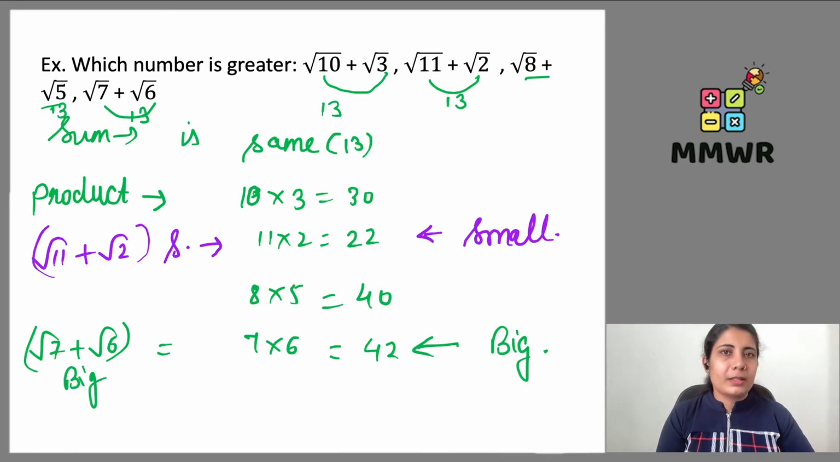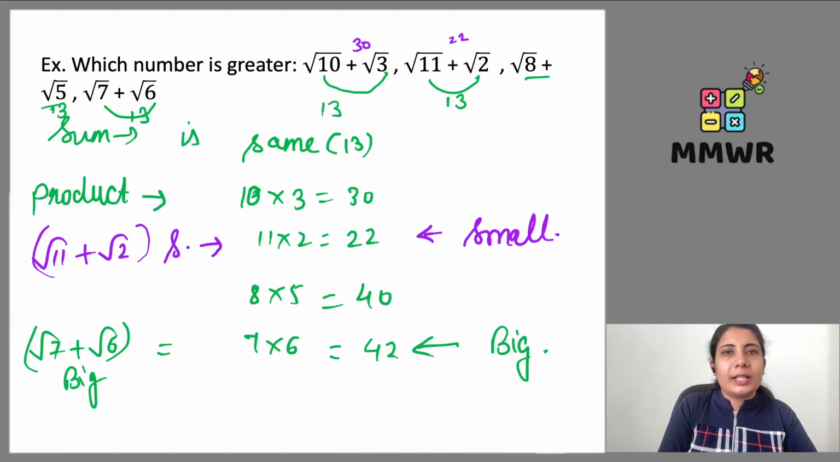This way we can decide. You only have to do it mentally. 13 is visible everywhere, so here 30 will come. 10 into 3, you don't have to write it, because in competitive exams nobody checks the solution. They just check the final answer you put in the option.